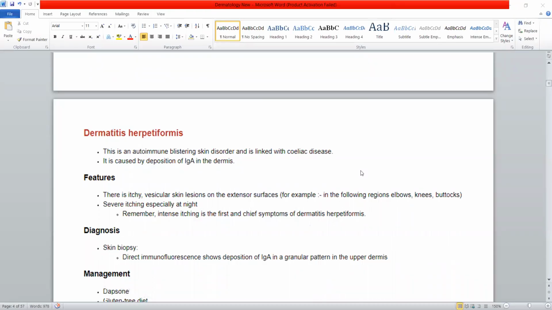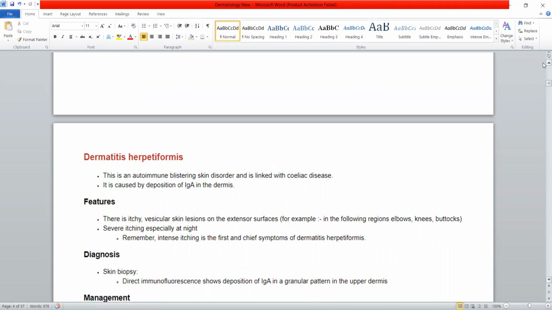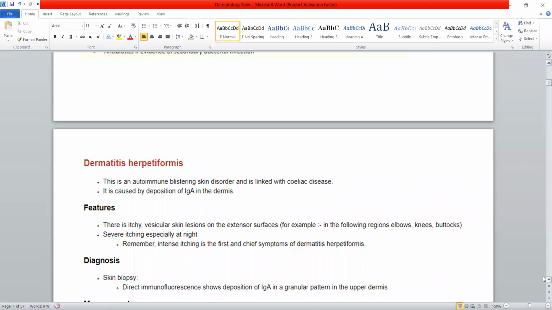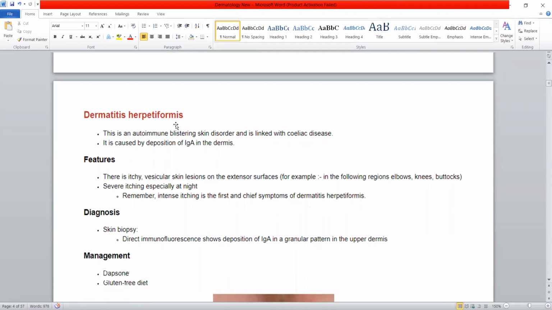So our next topic is Dermatitis Herpetiformis. We are done with eczema and eczema herpeticum. Now our next topic is Dermatitis Herpetiformis. As its name indicates, it is also a herpes-like infection. So this is a dermatitis that results in a herpes-like appearance in a patient.